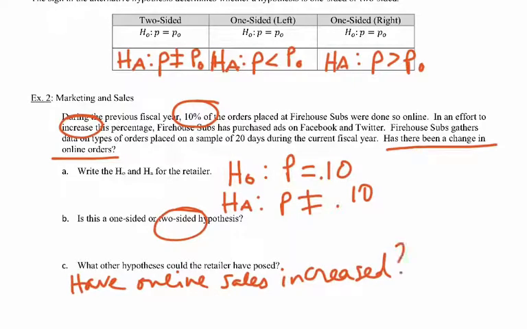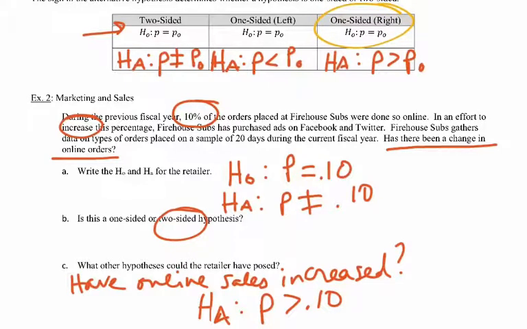And if they had done that, then your alternative hypothesis would have looked like this. Oops, not H sub O, H sub A. By the way, alternative hypothesis is H sub A. Null hypothesis is H sub O. But we're doing the alternative. So has sales increased? Then it would have been, is P greater than 10%? That would have been a right-sided hypothesis test. Okay? That probably would have been a more useful question.